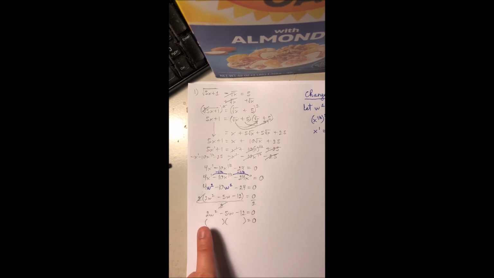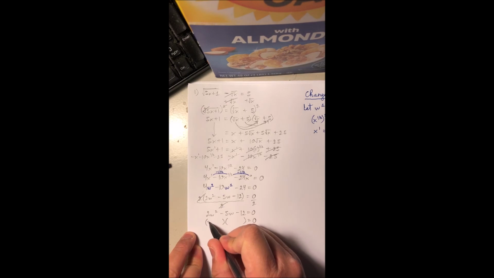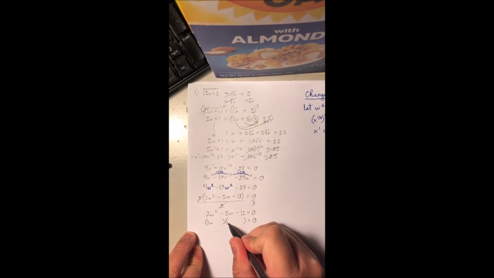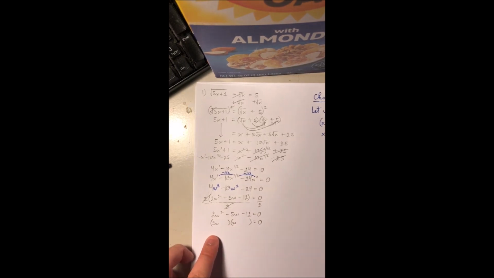Every time I factor a quadratic expression, I like to look at the first term, 2w squared, the third term, minus 12, and then the second term, minus 5w. Why is that? Let's take a look at the first term, 2w squared. The two multiplicative factors of 2w squared are 2w and w. Place them right there.